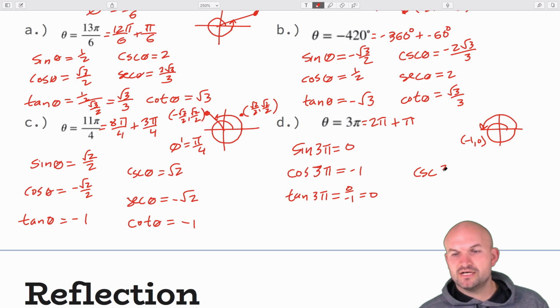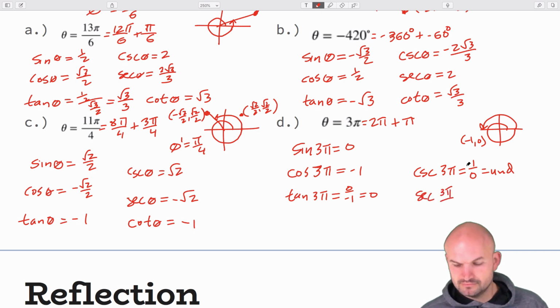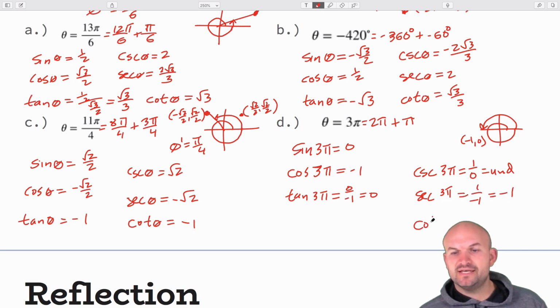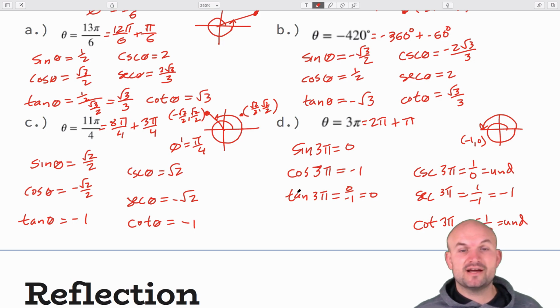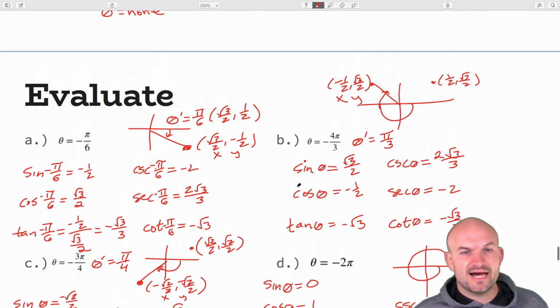The cosecant of 3 pi is going to be 1 over 0, which is obviously undefined. The secant of 3 pi is going to be 1 over negative 1, which is negative 1. And the cotangent of 3 pi is going to be negative 1 over 0, which again is going to be undefined.